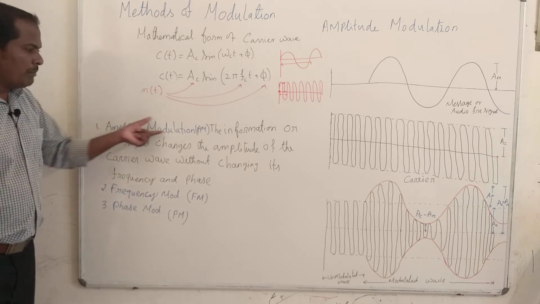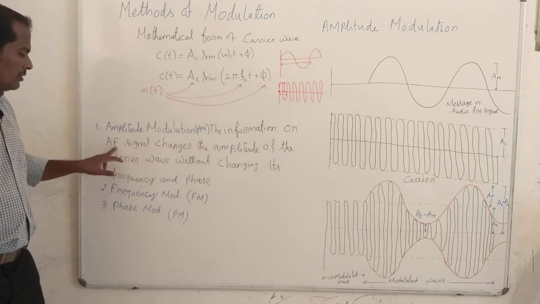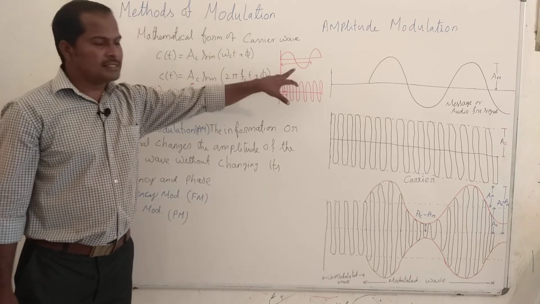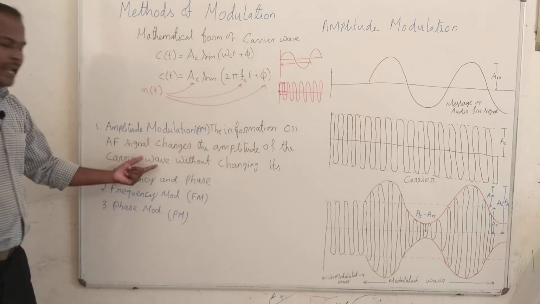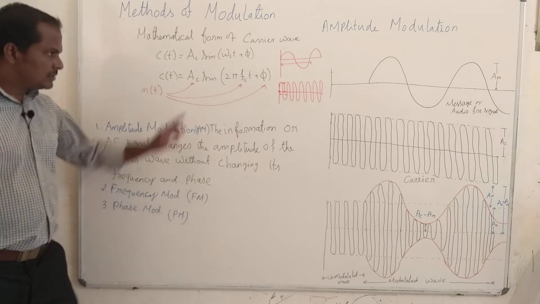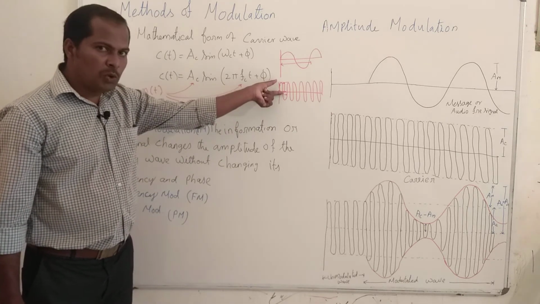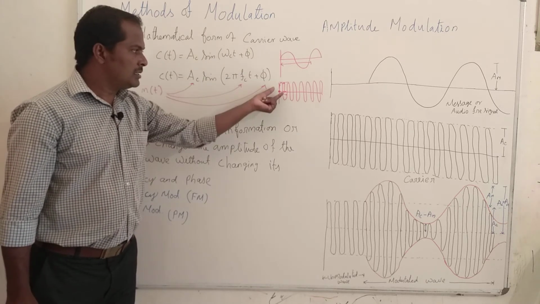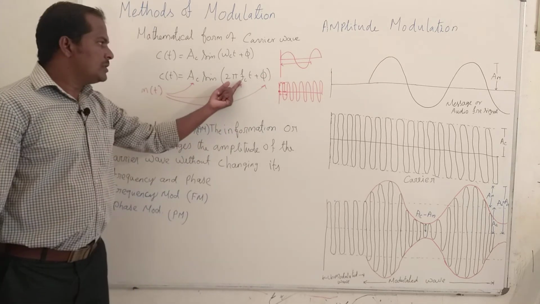So what is the definition of amplitude modulation? Imagine the incident signal as an audio frequency sound signal. The audio frequency signal changes the amplitude of the carrier wave without changing its frequency and phase. So only the amplitude of the carrier wave is changed by the audio frequency signal, without changing its frequency and phase.